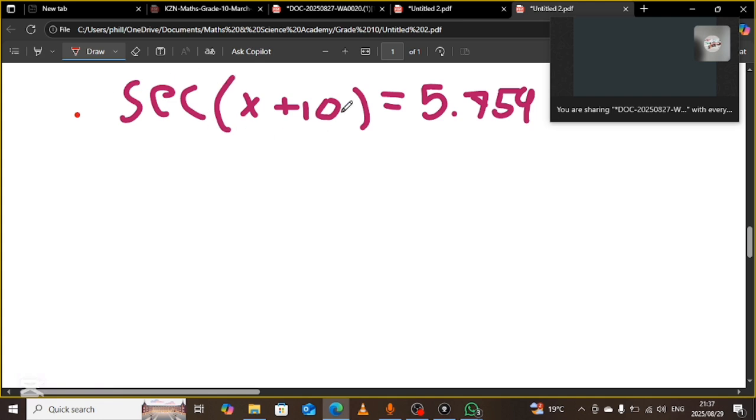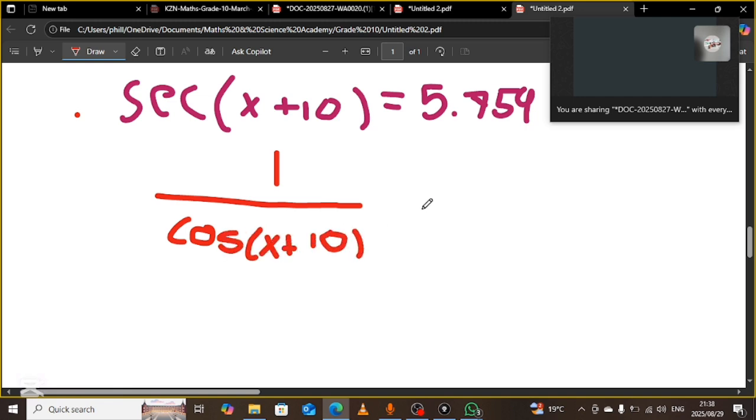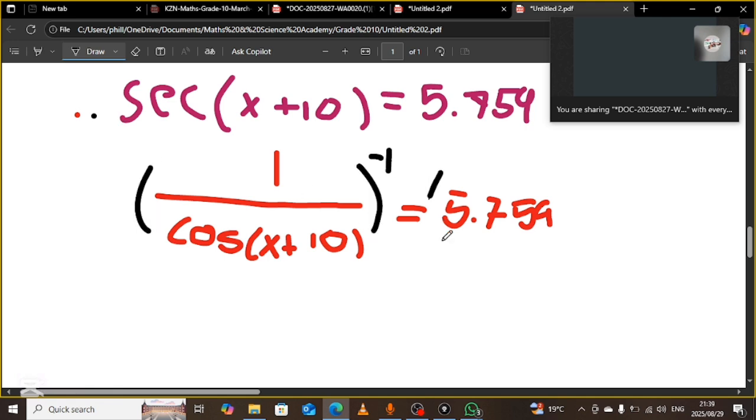This thing inside the brackets, it's an angle. So first things first, we want to remove this and remain with this angle. What is the reciprocal ratio of sec? It's 1 over cos, right? I want to teach you something. It might sound new to you. So we are going to raise both sides to the power of -1.